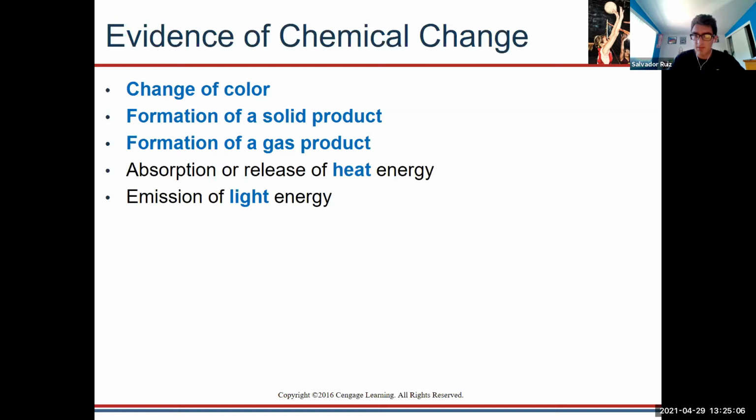Gas was formed. You made gas, right? You got real gassy, right? Yes, no, maybe? Okay. So in the case of the glow stick, what happened in that case? Didn't you guys do an experiment with the glow stick? Yes. Light was released, or light was created. Okay, so light was emitted. So those are examples of chemical reactions. That's evidence of a chemical reaction.